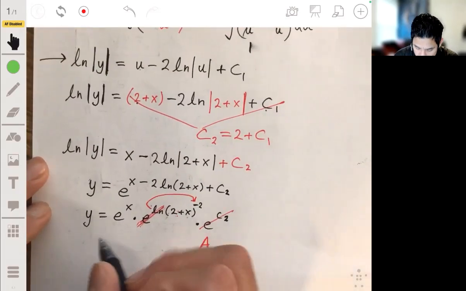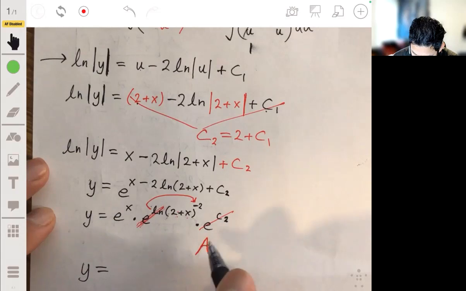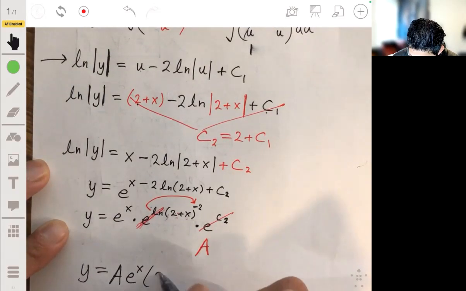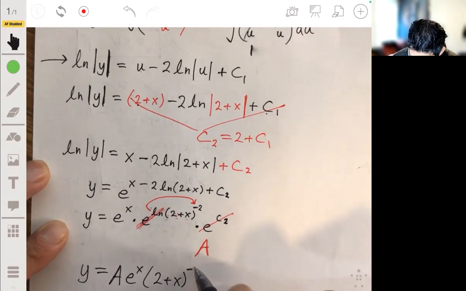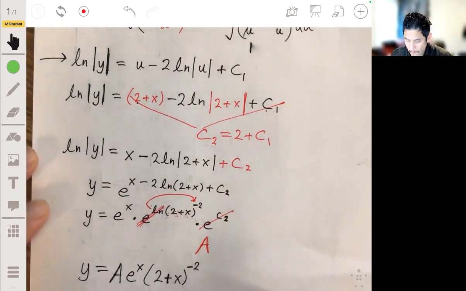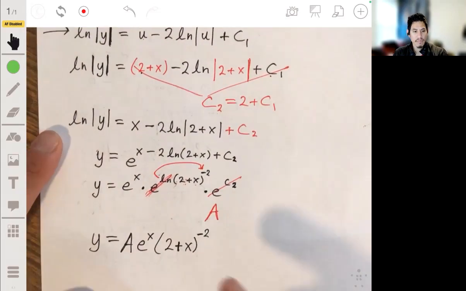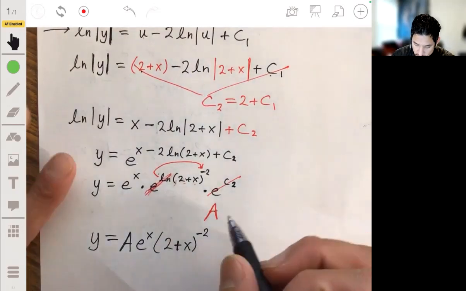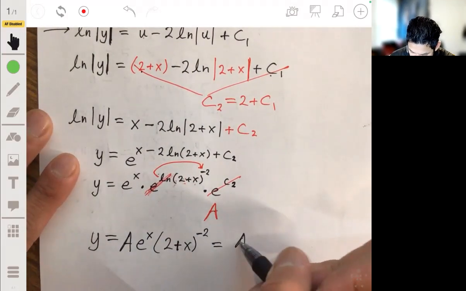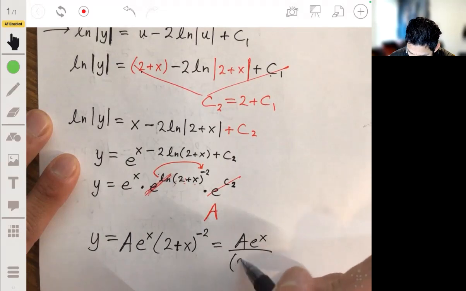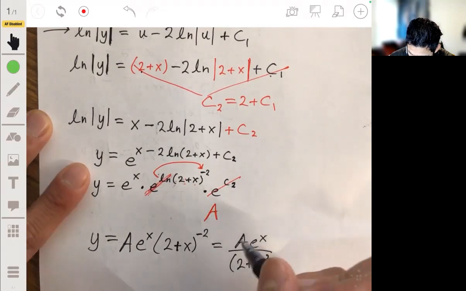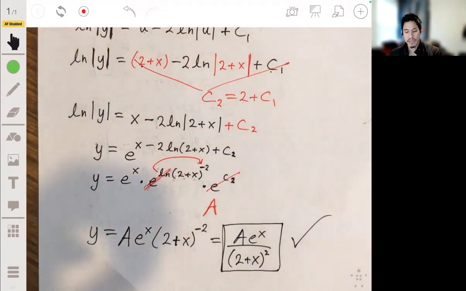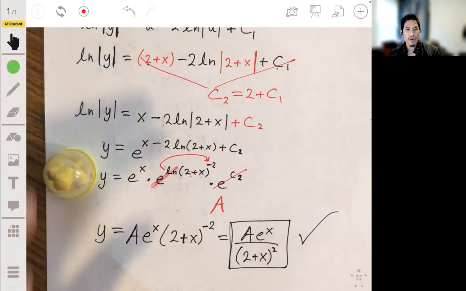So then this just becomes y being equal to, let's put the a in front, a times e to the x times 2 plus x to the negative 2. And they're probably going to have this 2 plus x in the denominator, I'm going to imagine. So they'll probably see your answer as a e to the x over 2 plus x squared. And there you go. That's all there is to it. And so I hope that helps. Good luck.